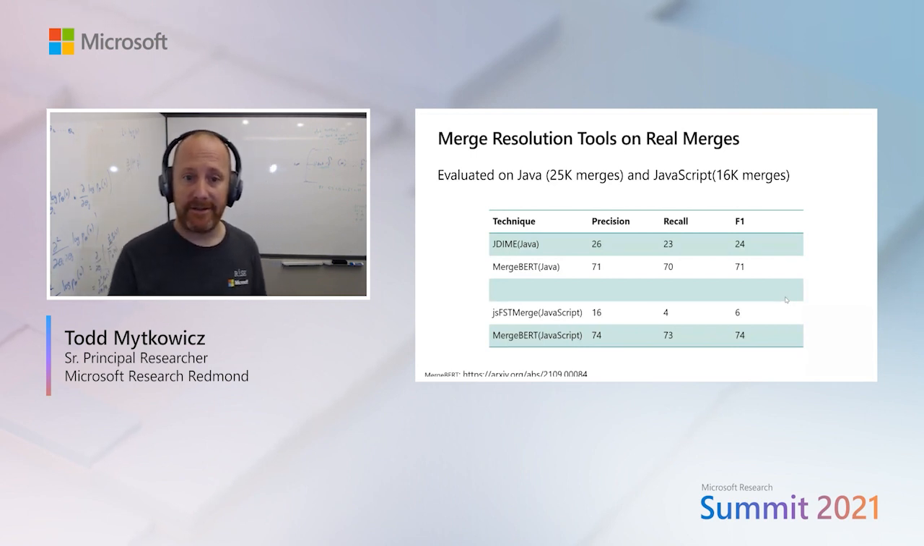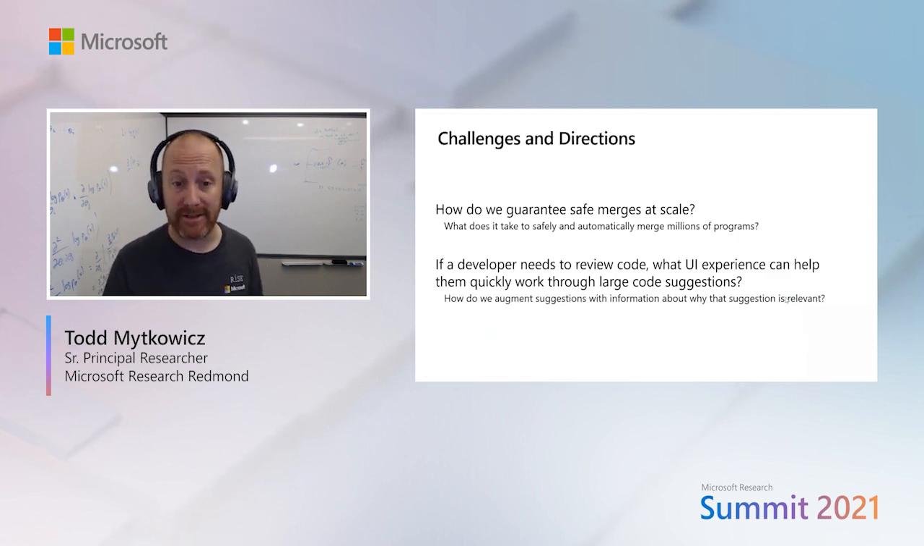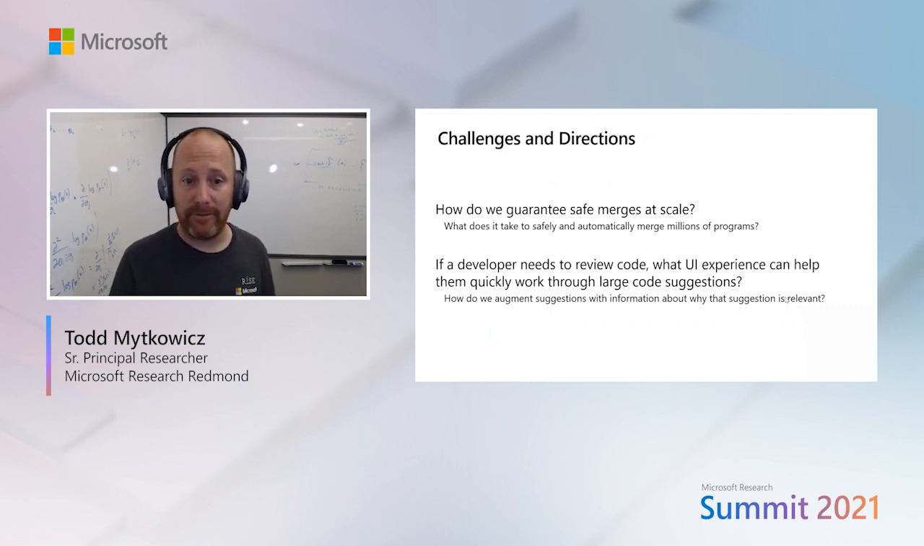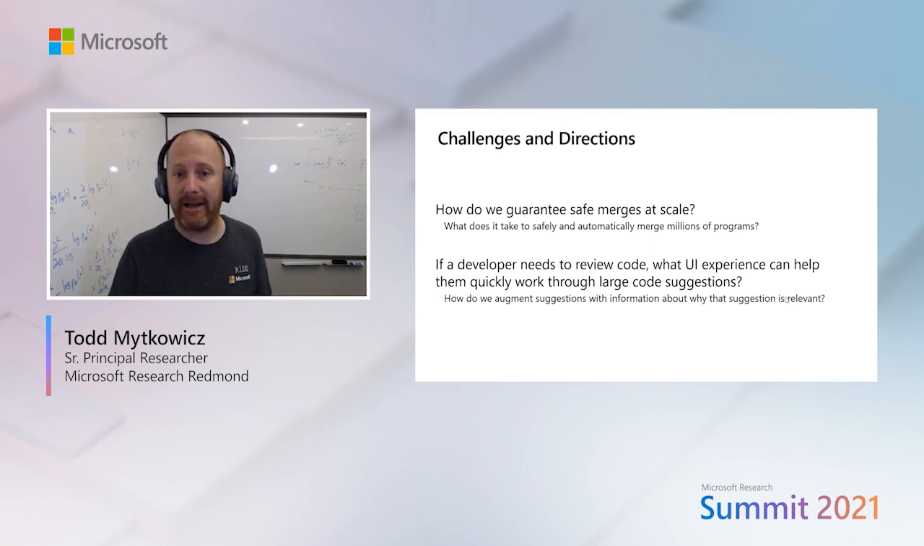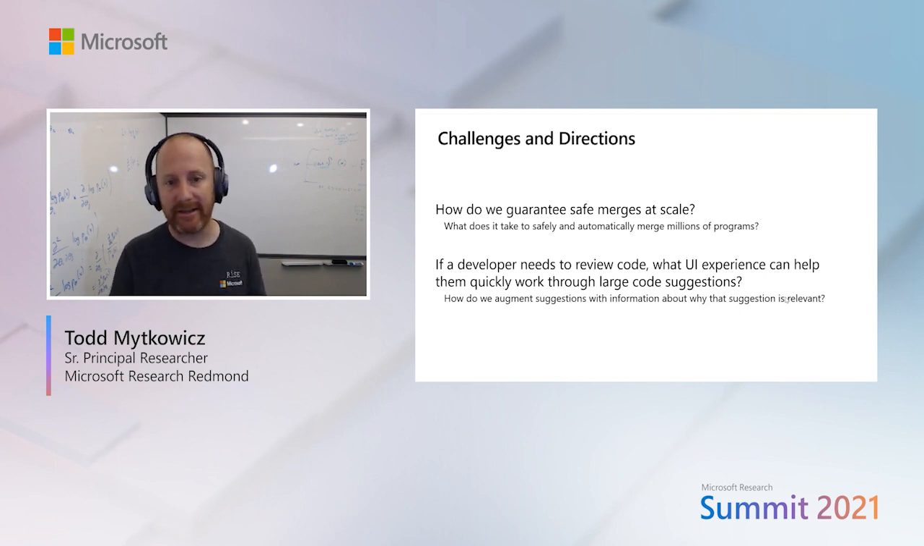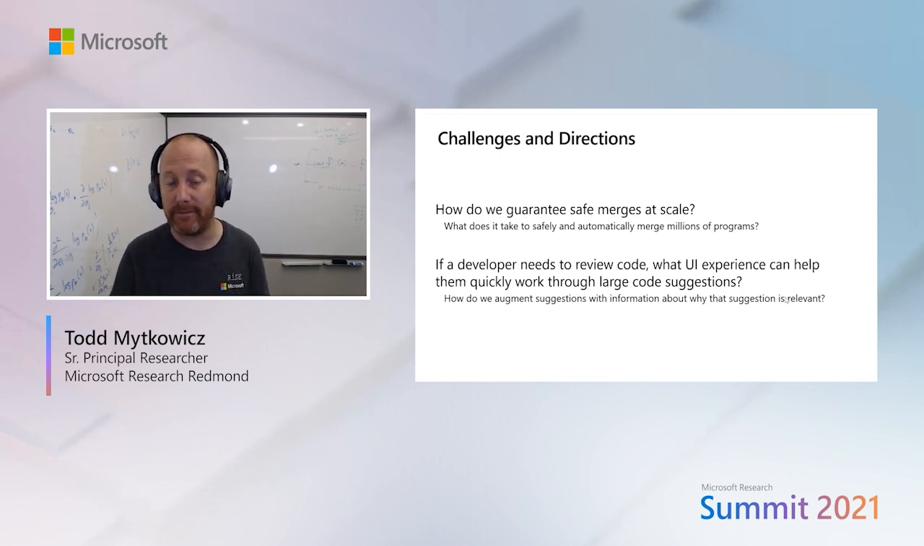With that, I think we've learned a lot in trying to produce safe program merges, and we're not there yet, going back to the blog post that Shivendu has put together. One of the things we really want to think about is how do we guarantee safe merges at a massive scale? We believe there's some combination of machine learning and programming languages that has to come together to make this happen, but we're not there yet. One very concrete metric we'd like to throw out to the community is to think about what it takes to safely and automatically merge millions of programs.